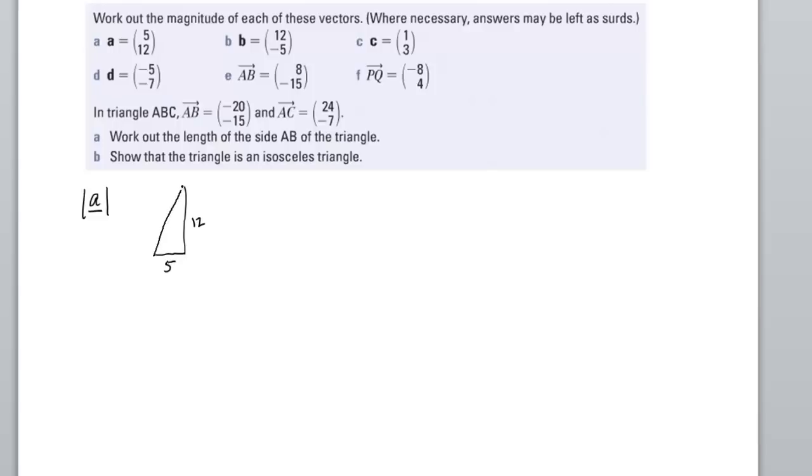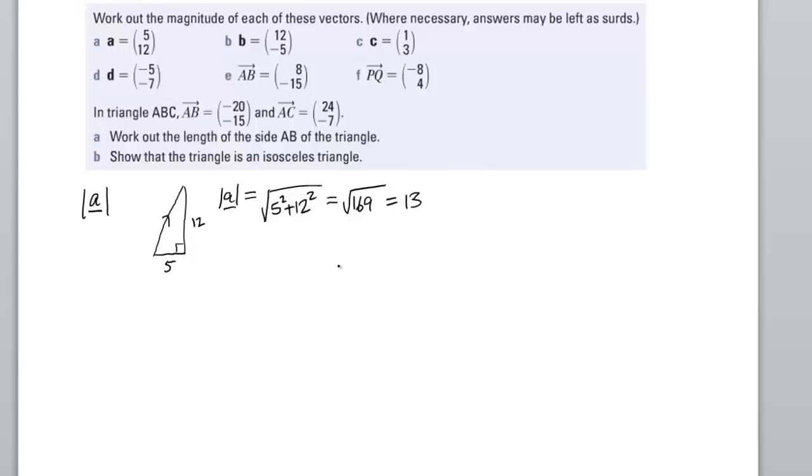So the vector is, if you like, the hypotenuse of a little right-angled triangle. Then the magnitude is clearly an application of Pythagoras' theorem. So the magnitude of vector little a is the square root of 5 squared add 12 squared. The numbers are easy here, it's a triple, so that gives us the square root of 169, which is 13. So the vector that's represented by the column vector 5, 12 has a magnitude of 13.